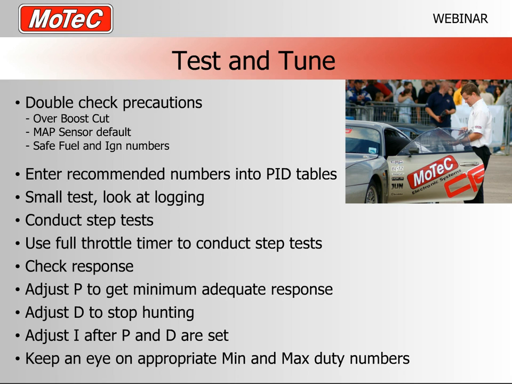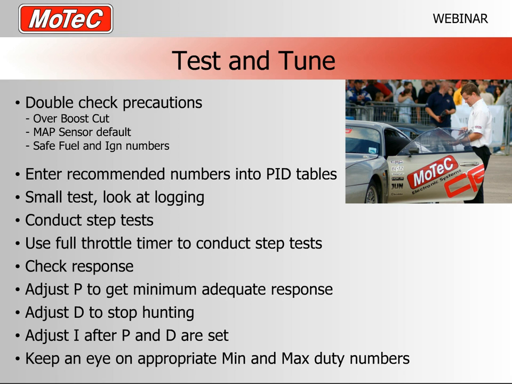In the ECU setup for the boost control, there is an overboost cut. So if it's going to get anywhere near too high, we can have a total fuel cut by entering the correct overboost number. If you're aiming for 300 kPa and you really don't want it going above 320, then at 325, put in a full boost cut.